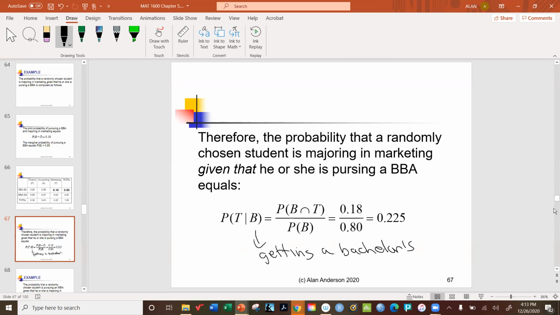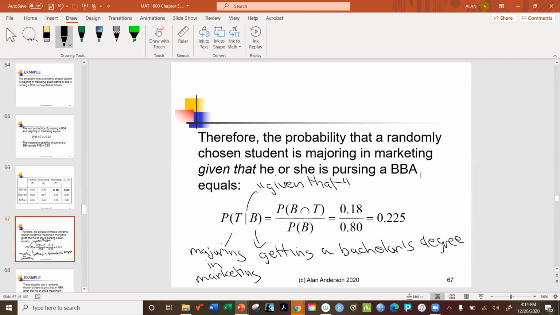And with this information, the question becomes, what is the probability of majoring in marketing given that they're getting a bachelor's degree? And of course, don't forget this symbol here represents given that. Okay, so in other words, given that this student is working on their bachelor's degree, what is the probability that he or she is studying marketing? And that's 0.225 or 22.5%.